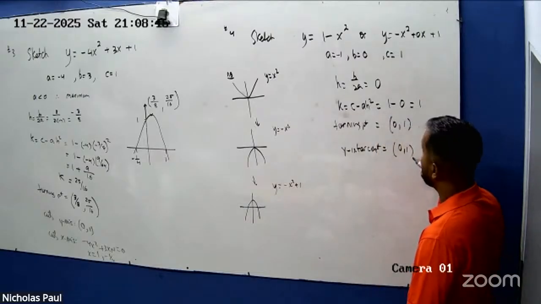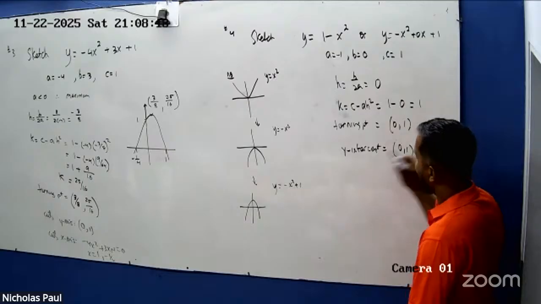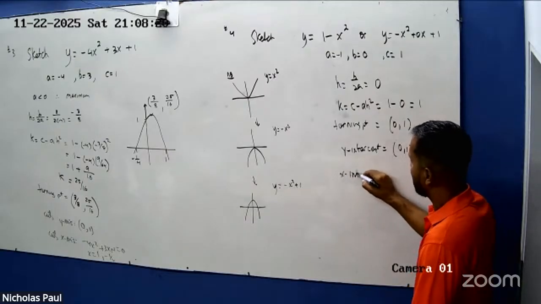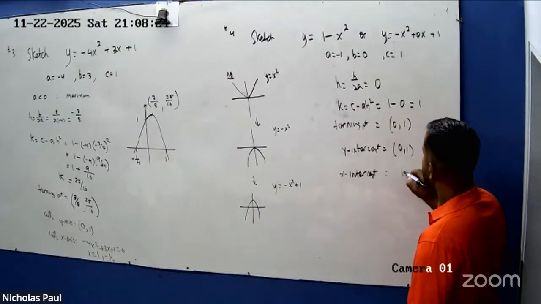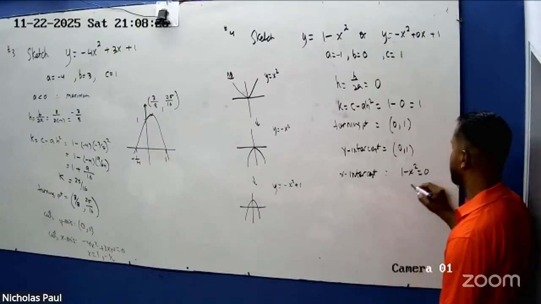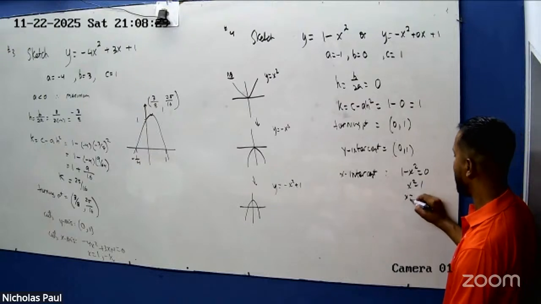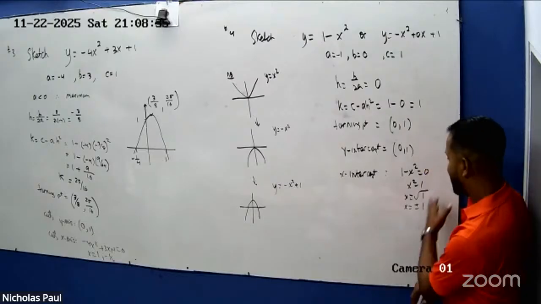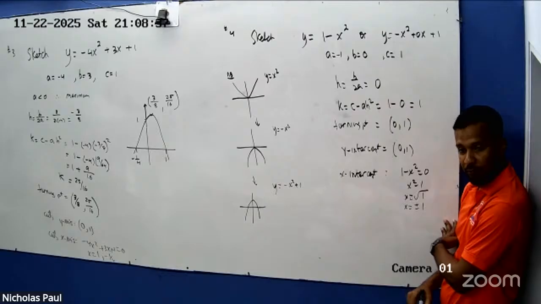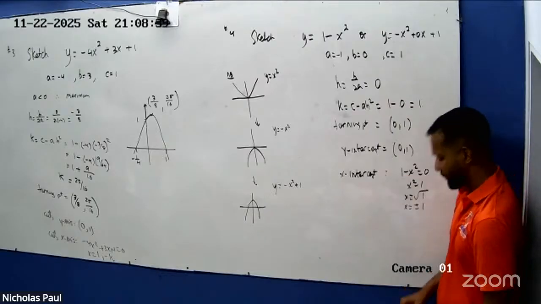Y-intercept, turning point, and x-intercept. For the x-intercept, all I have to do is make 1 minus x squared equal to 0. X squared is 1, so x is the square root of 1, plus and minus 1. So this one I could actually solve it like this, because there is no x term.